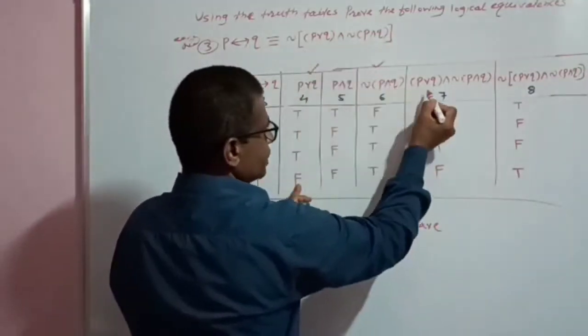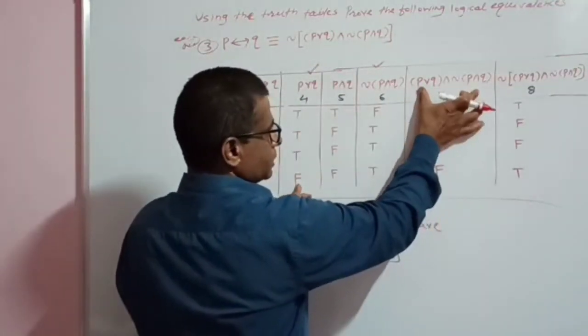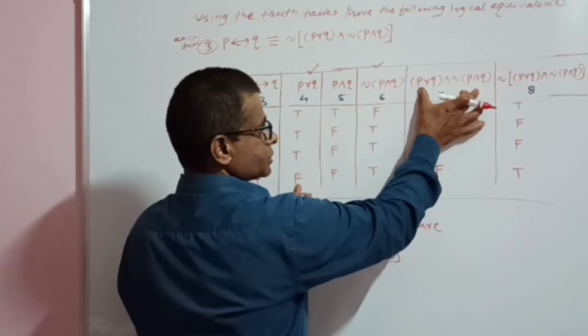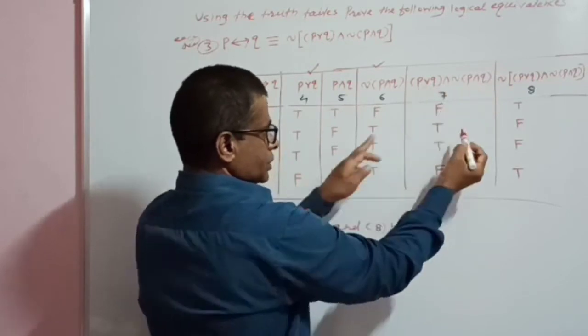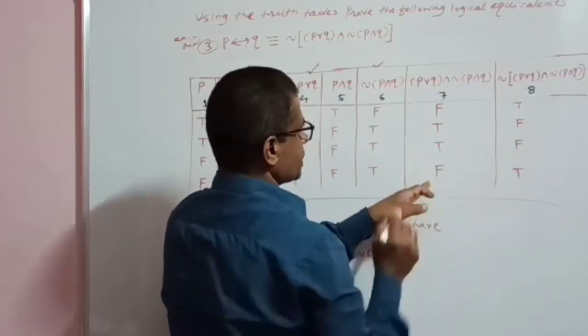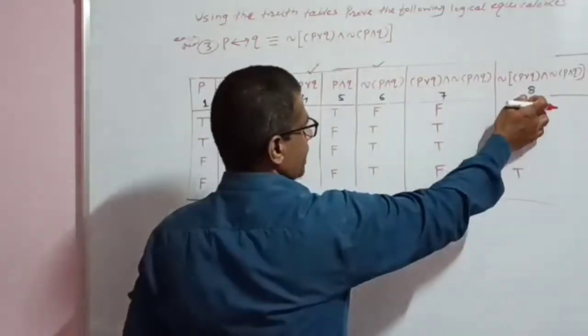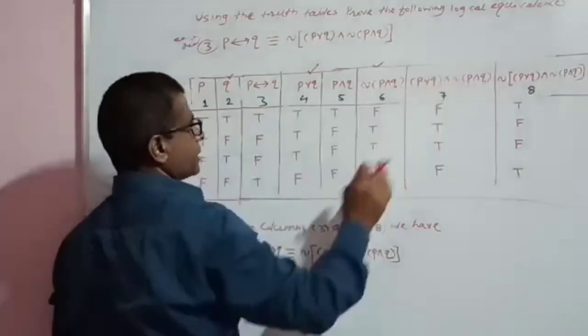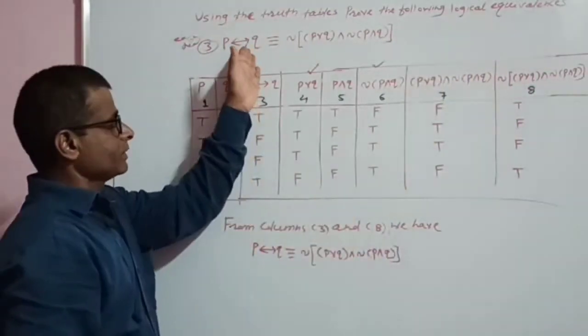Then finally what? The negation of these two. Negation of the statement pattern P disjunction Q, conjunction, negation of P conjunction Q. So the negation of F is T, T is F, T is F, F is T. Now this column number 8 is the right hand side statement pattern, and column number 3 is what? A left hand side statement pattern.